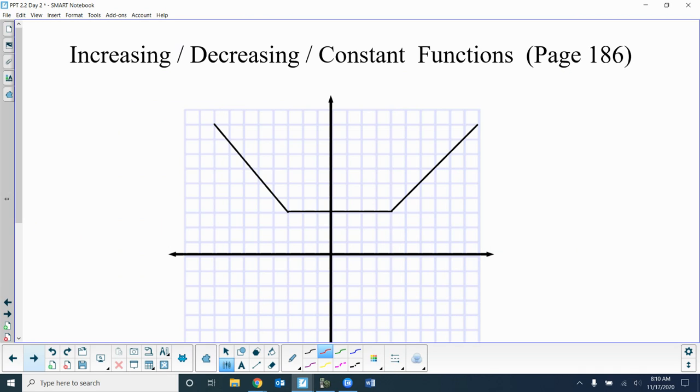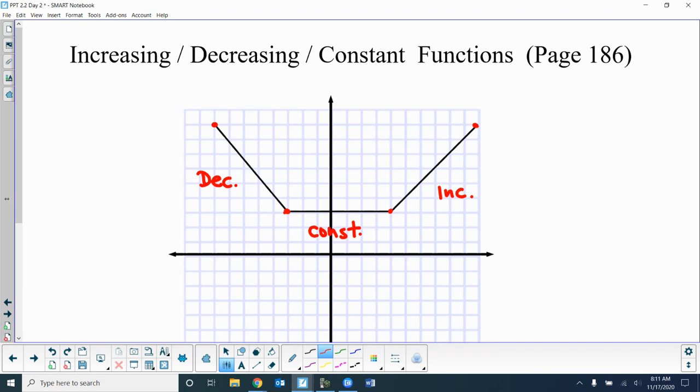All right? Increasing, decreasing, constant functions. Left to right, like you're reading a book. Increasing would be going this way. Decreasing would be going this way. Constant would be flat. That makes sense? So from here to here is decreasing. From here to here, it's constant. And then from here to here, it would be increasing. Does that make sense to you guys?